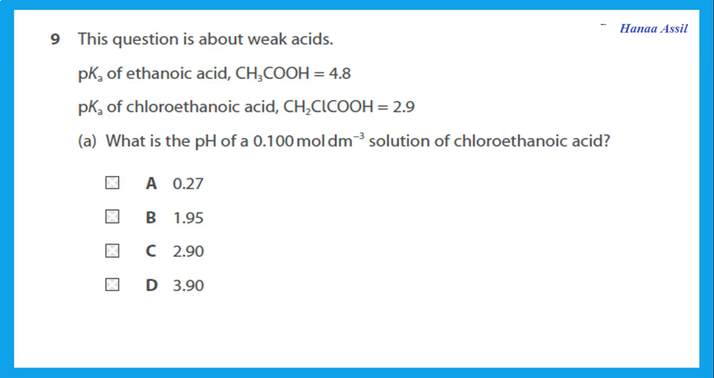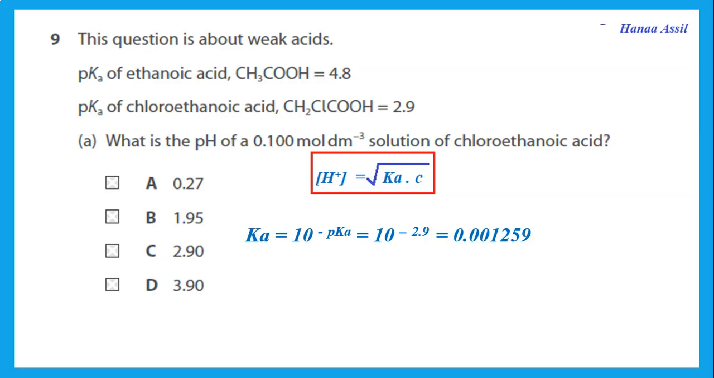This question is about weak acids. So we have pKa of ethanoic and pKa of chloroethanoic. Now the first question is, what is the pH of a 0.1 mole per decimeter cubed solution of chloroethanoic acid? How do we get the pH of a weak acid? Remember that for a weak acid, I can use this. Concentration of H plus is the square root of Ka times C. So we have the pKa, we can get the Ka. Remember that the Ka would be 10 to the minus pKa, so that's the value for Ka.